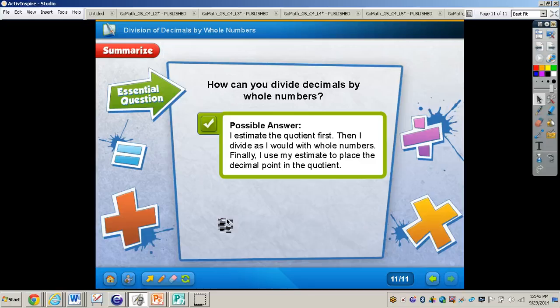So this concludes the video on division of decimals by whole numbers. If you have any questions about this concept, please come and see me.